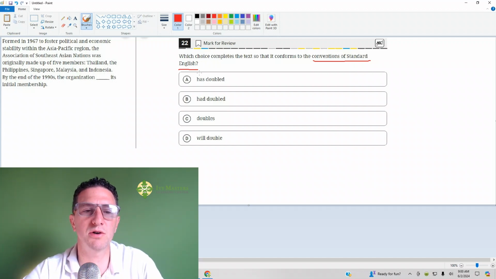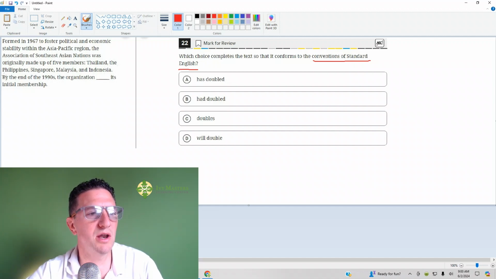It's testing part of speech. These are verbs. You've got to check for tense and subject-verb agreement. If you read "it" in front of each answer choice, it works for all of them. So it's not testing subject-verb agreement, it's testing verb tense. When we go to the question, I'm just going to read from here.